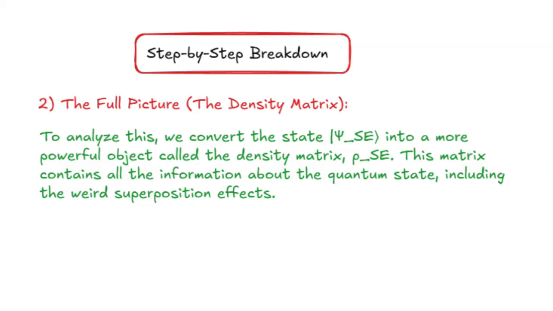2. The full picture, the density matrix. To analyze this, we convert the state psi SE into a more powerful object called the density matrix, pronounced rho SE. This matrix contains all the information about the quantum state, including the strange or unusual superposition effects.